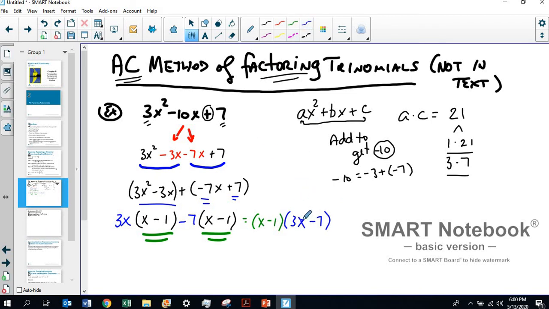That is our perfectly factored trinomial 3x squared minus 10x plus 7, but it's done in a way that is very methodical and will always work.